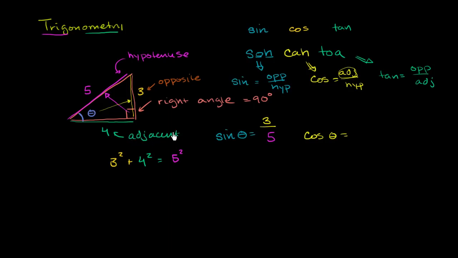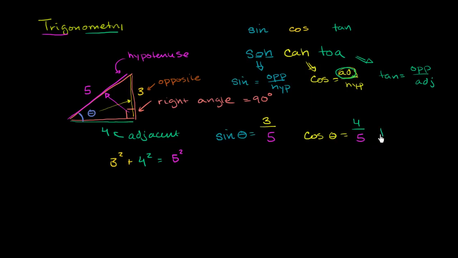Adjacent. And I want to be very clear: this only applies to this angle. If we were talking about that angle, then this green side would be opposite, and this yellow side would be adjacent. But we're just focusing on this angle right over here. So cosine of this angle, we hear about adjacent. Well, the adjacent side of this angle is 4. So it is adjacent over the hypotenuse. It's the adjacent, which is 4, over the hypotenuse. 4 over 5.